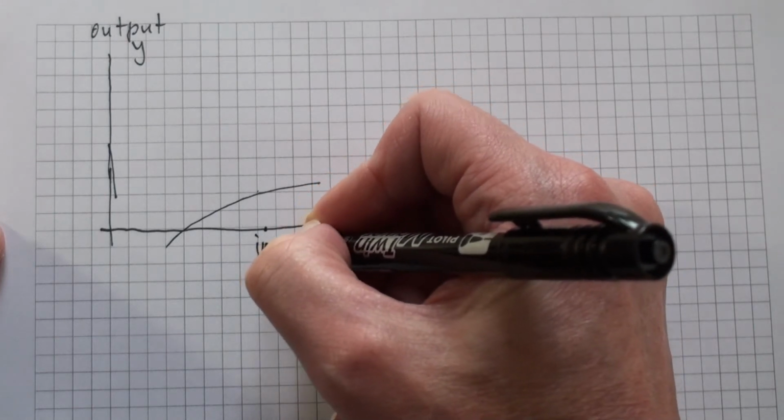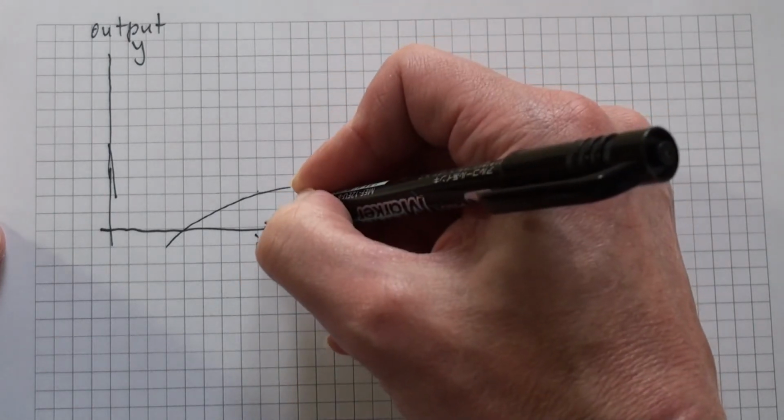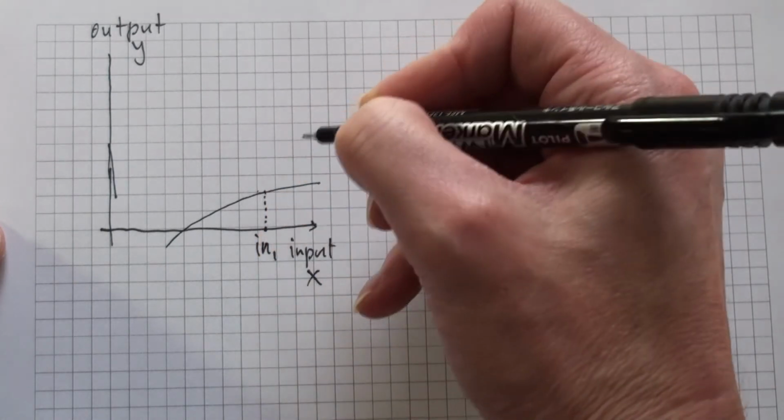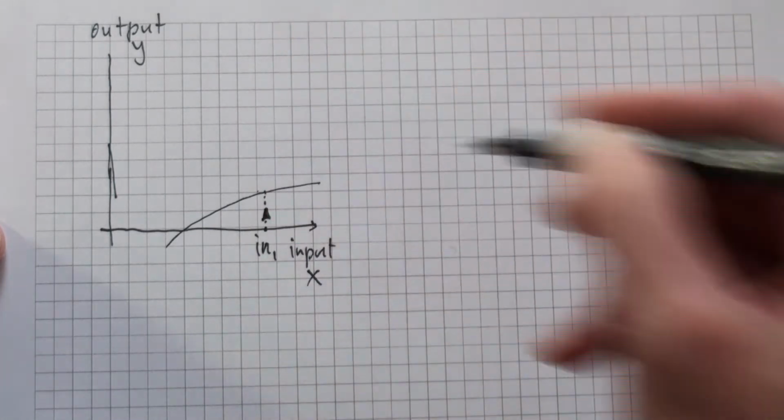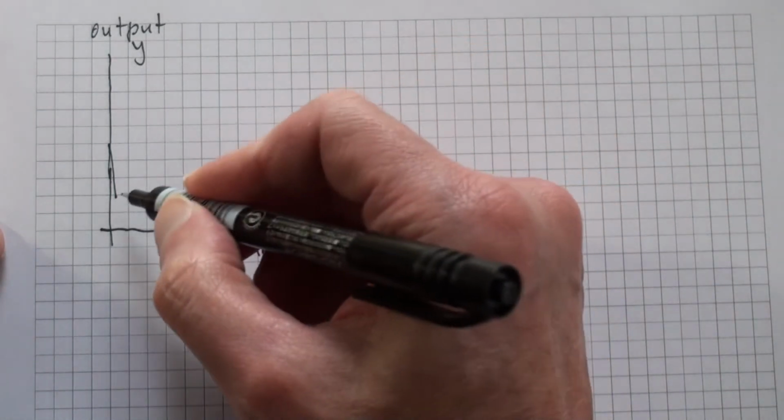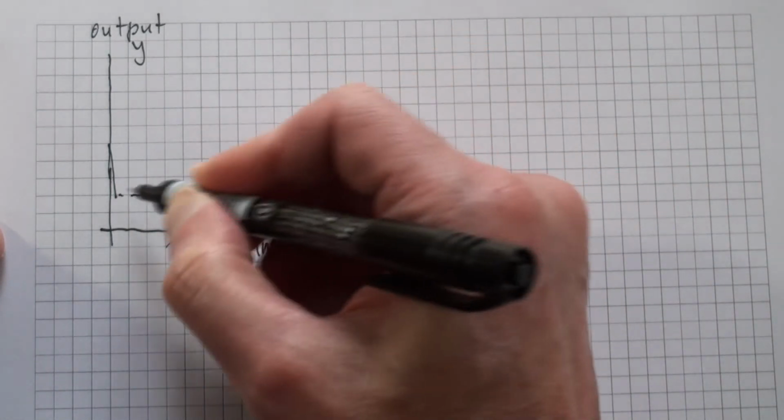I'll call it input 1. We know how functions work. You go up until you hit the curve. This is my first step. And from there you go left until you hit the y-axis. This is my output.